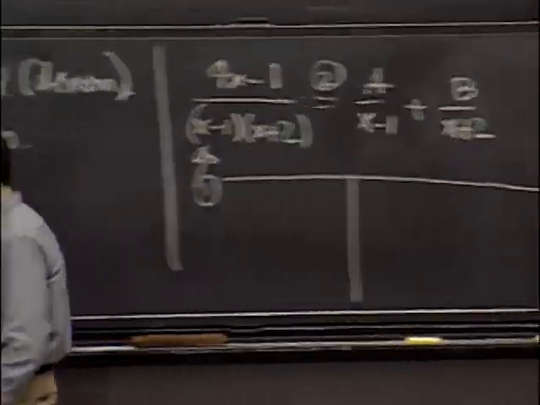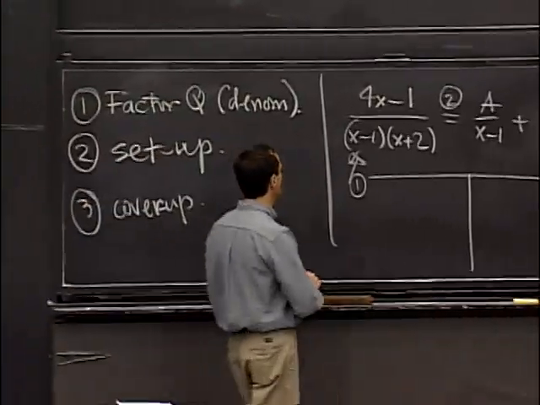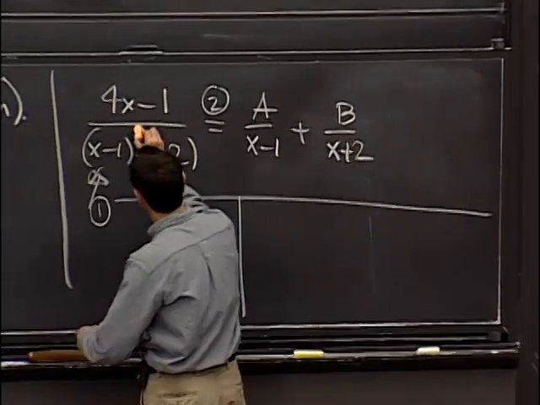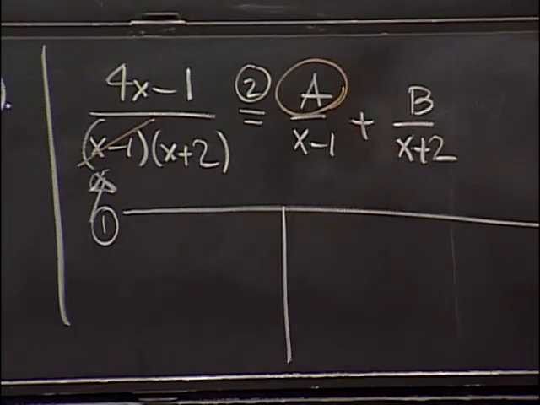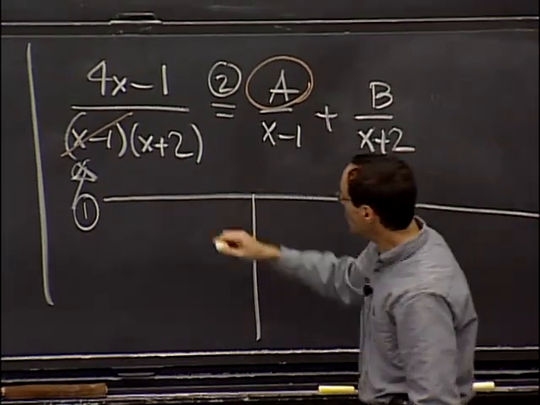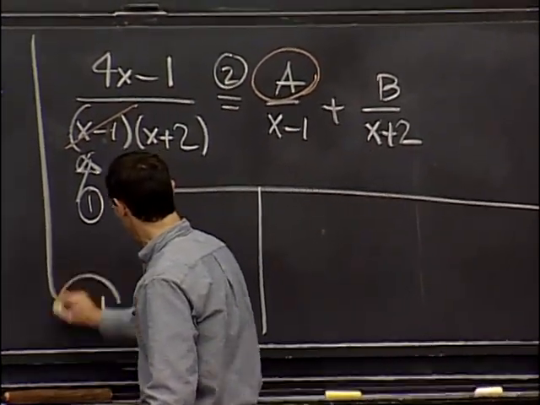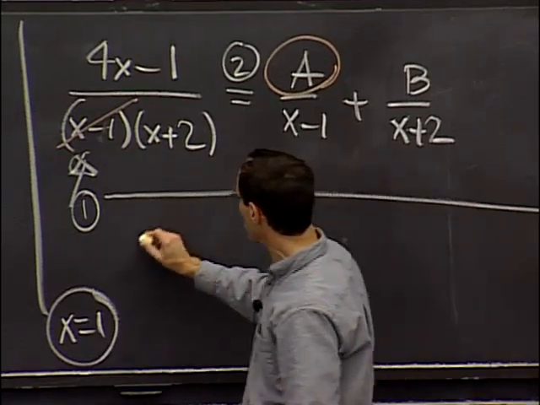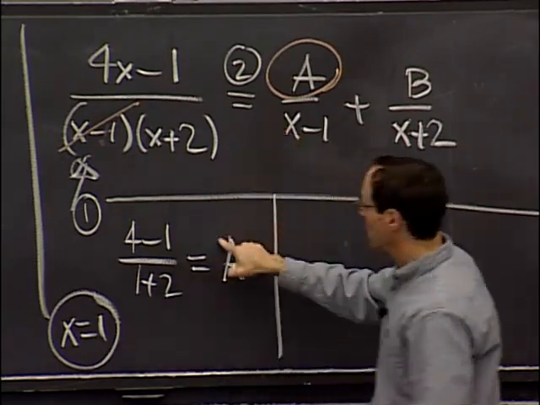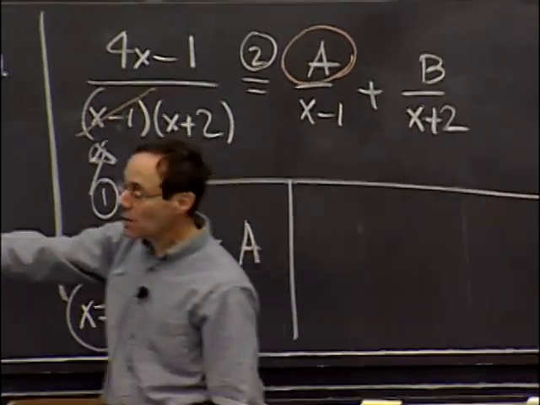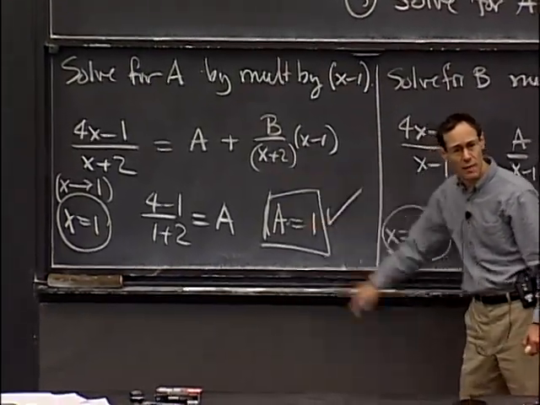So let me show you what the method consists of visually. I'm going to cover up, that is, knock out this factor and focus on this number here. And I'm going to plug in the thing that makes this 0, which is x equals 1. So I'm plugging in x equals 1 to this left-hand side, and what I get is 4 minus 1 divided by 1 plus 2 is equal to a. All right? Now that's the same thing I did over there. I just did it by skipping the intermediate algebra step, which is a lot of writing.